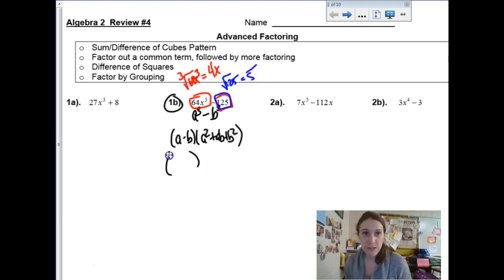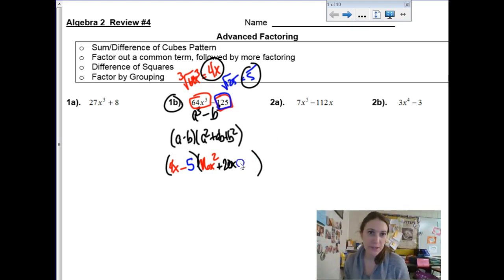So filling in our pattern, a minus b would be 4x minus 5. And then a squared, this is where some kids mess up because it's 4x times another 4x, so that's 16x to the second. Gosh, it's Monday and my handwriting's not so great. Alright, plus a times b. If I were to multiply these two numbers together, I'd get plus 20x. And then plus b squared, 5 times 5 would be plus 25. So that says 4x minus 5 times 16x squared plus 20x plus 25.